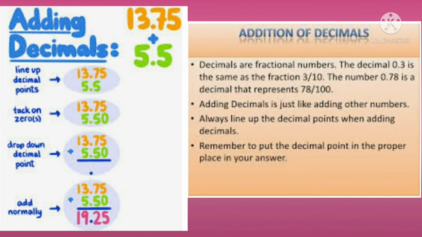Now let us check the basic operation of addition of decimals. Adding decimals is just like adding other numbers. We line up the decimal points when adding decimals and convert the decimal numbers into like decimals, and after that we add the numbers like general numbers.